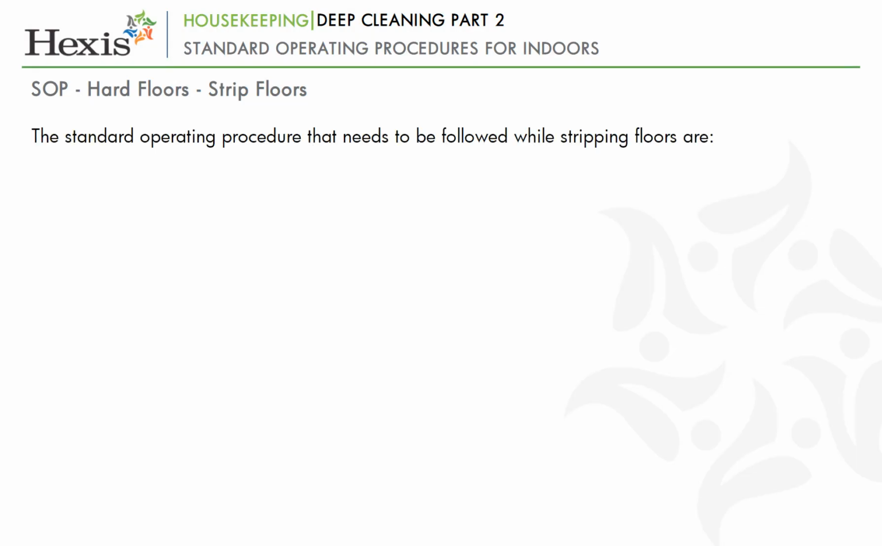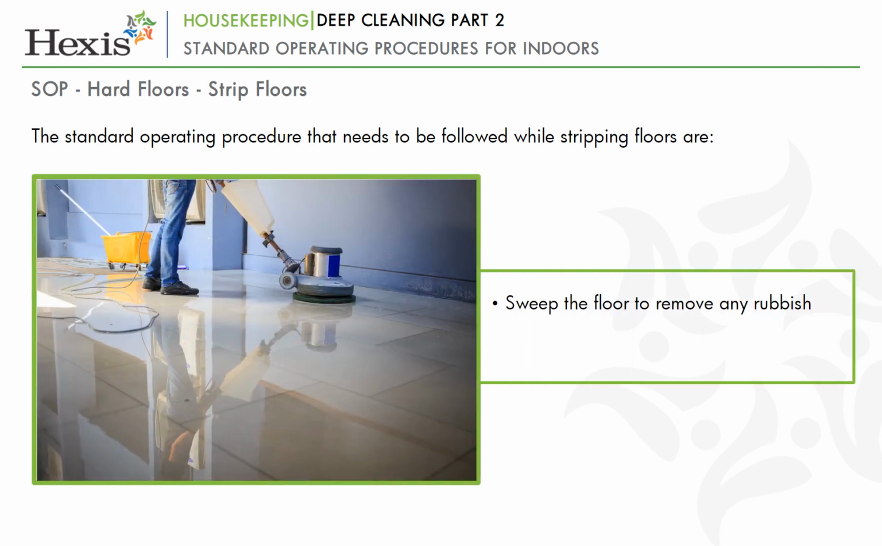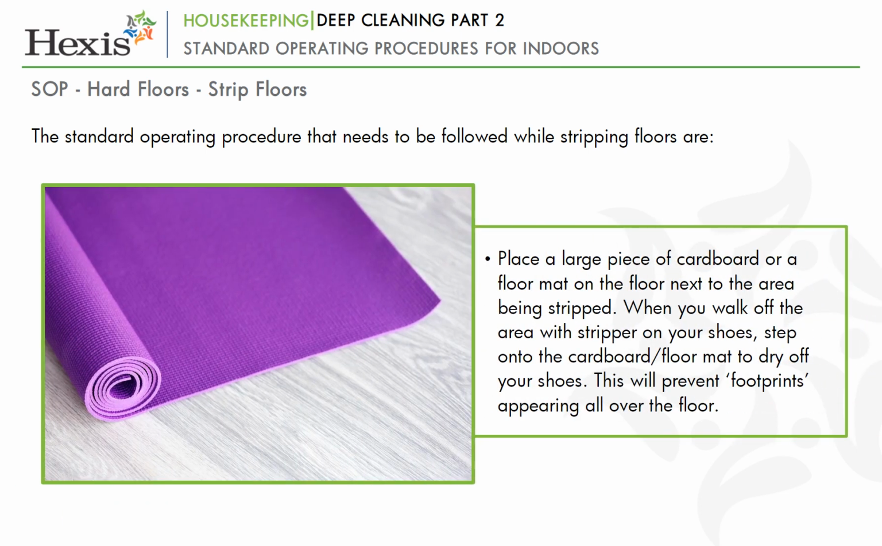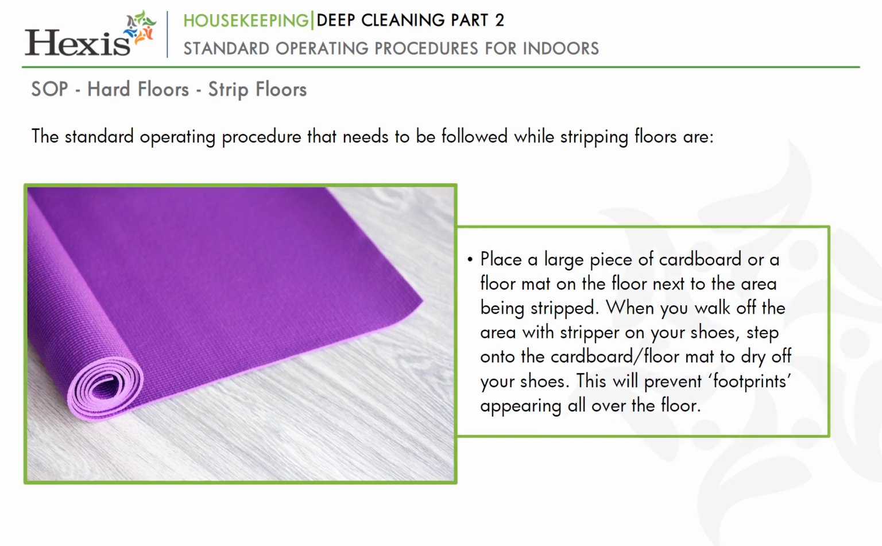The standard operating procedure that needs to be followed while stripping floors are: sweep the floor to remove any rubbish, scrape off any chewing gum and labels, erect wet floor signs and barricades to keep people off the floor, place a large piece of cardboard or a floor mat on the floor next to the area being stripped. When you walk off the area with stripper on your shoes, step into the cardboard or floor mat to dry off your shoes. This will prevent footprints appearing all over the floor.